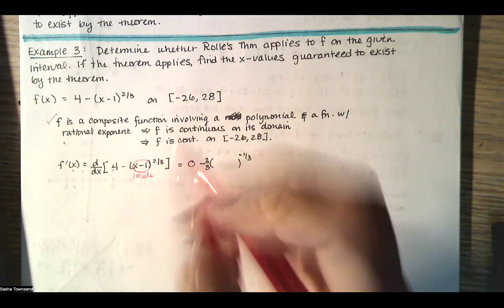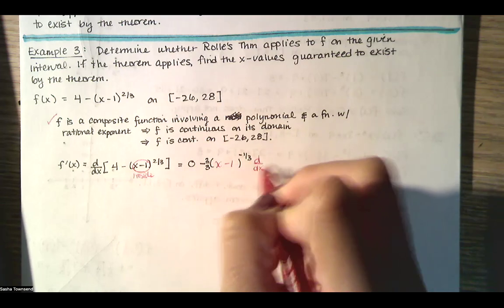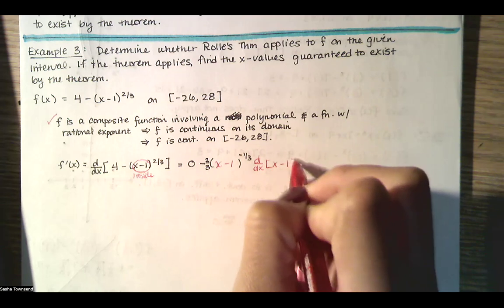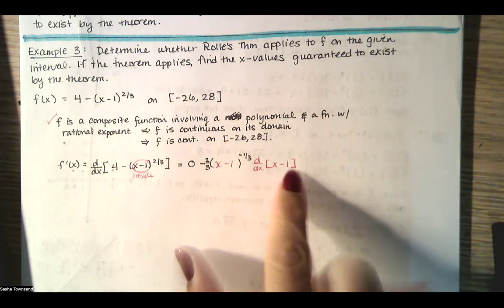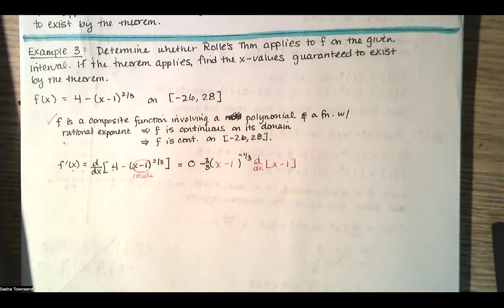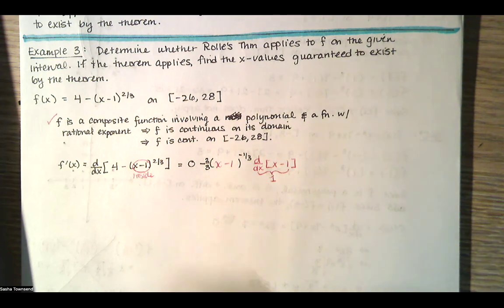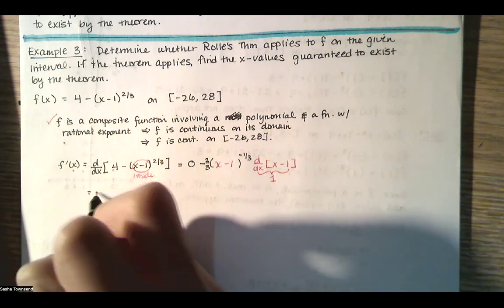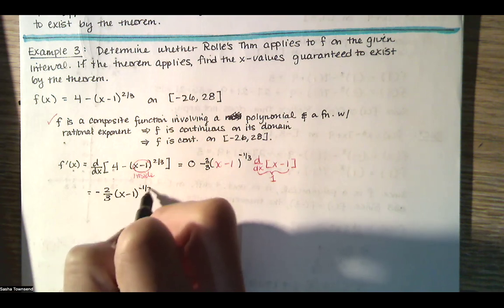Then you put the original inside function back inside and multiply by the derivative of the inside by the chain rule. Just remember the chain rule says take the derivative of the outside evaluated at the inside and then multiply by the derivative of the inside. The derivative of x minus 1 is just 1. And so we've got f prime is equal to this -2/3 times x minus 1 to the -1/3.